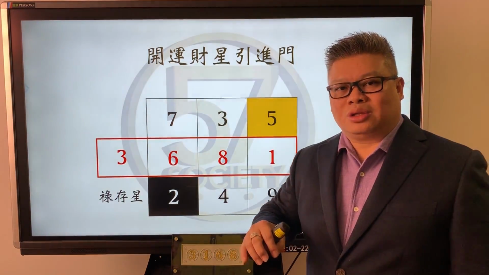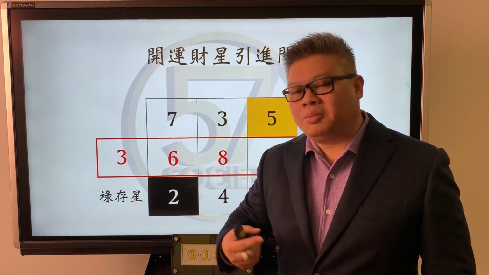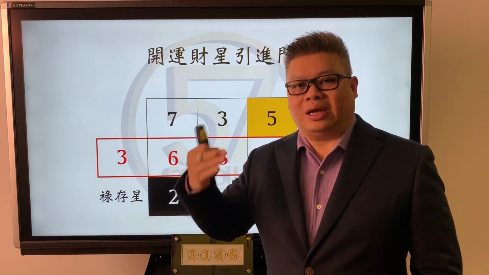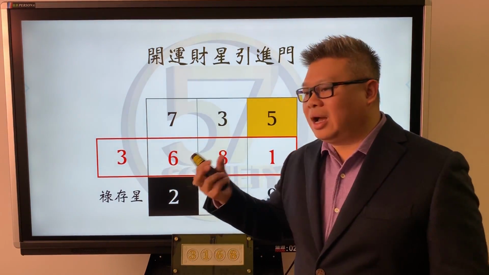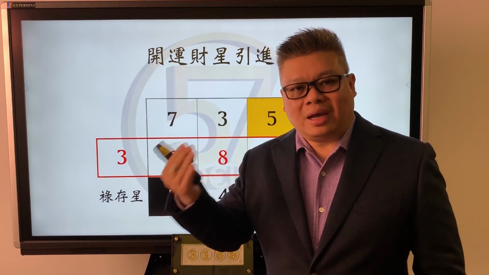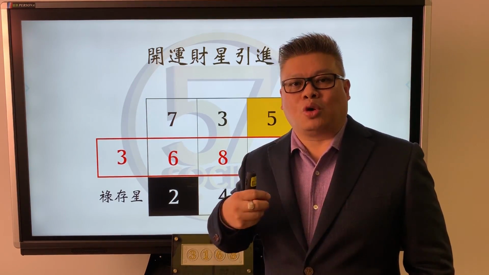Lu Chun Xing, or this number 3 star, is a very unique star, because this star will actually help the commanding star, or I should term it differently, escalate the commanding star into another level. If the commanding star is a good fortune star, it will push it up to a higher level. Okay, so this number 3 is very important. It's what we call the key.